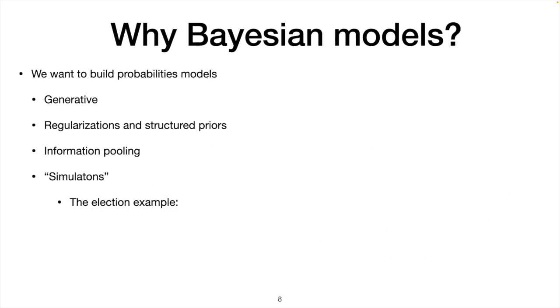A more convincing answer to why we want to use Bayesian modeling is that we want to build a probabilistic model such that it can be generative and it can incorporate regularization and structure in the prior. It also has information pooling, such that we can share information across different subsets of the population in which you might not have enough observations.